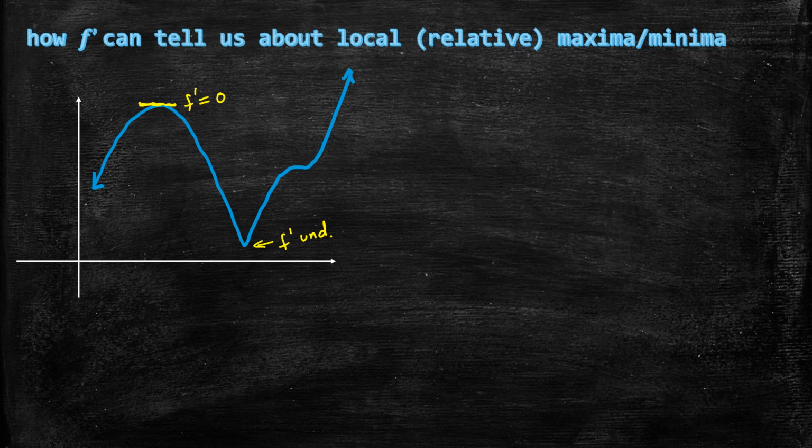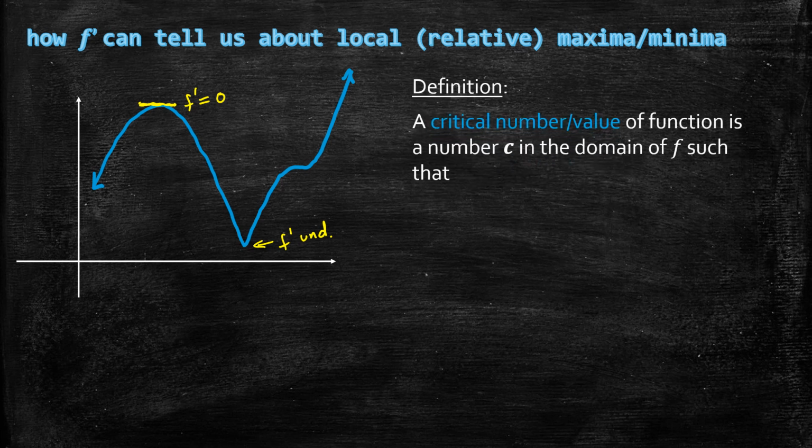So these are very important points, and because they're so important, they're actually given a name. These are critical numbers or values of a function, and they're numbers c in the domain of the function such that either f prime of c equals 0. So let's have a look.